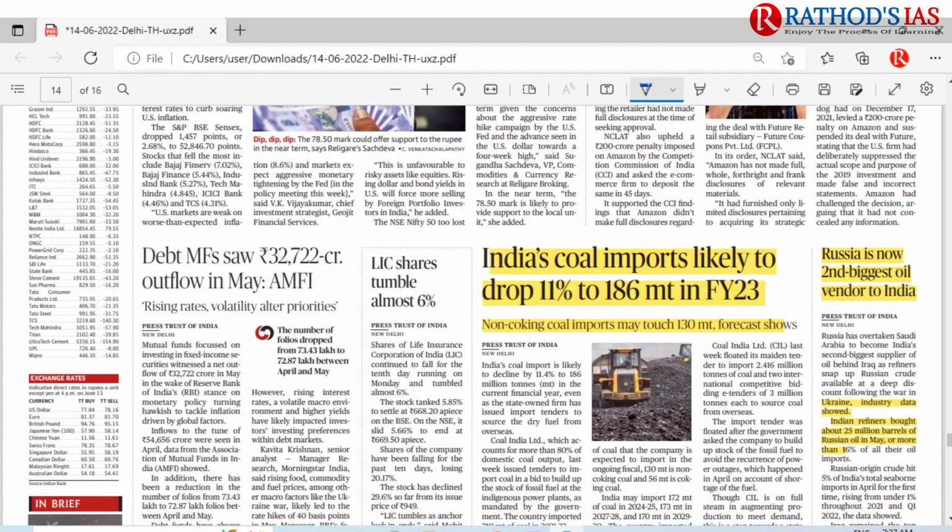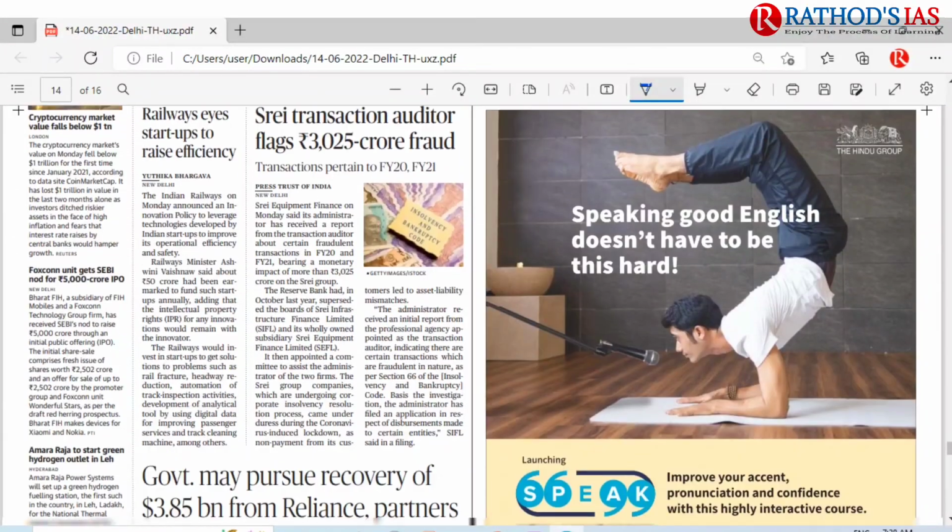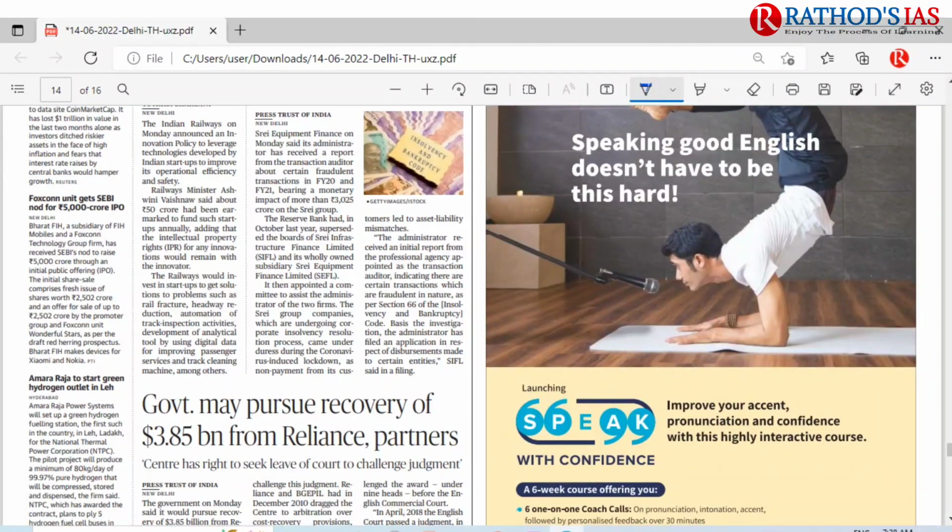And the next one is India's coal imports likely to drop 11% to 186 metric tonnes in financial year 2023. Here we are moving towards renewable energy, so we are trying to decrease our electricity production from coal. And the next one is Russia is now the second biggest oil vendor to India. Russia has overtaken Saudi Arabia to become India's second biggest supplier of oil behind Iraq. So these are some important articles that appear in today's Hindu newspaper.